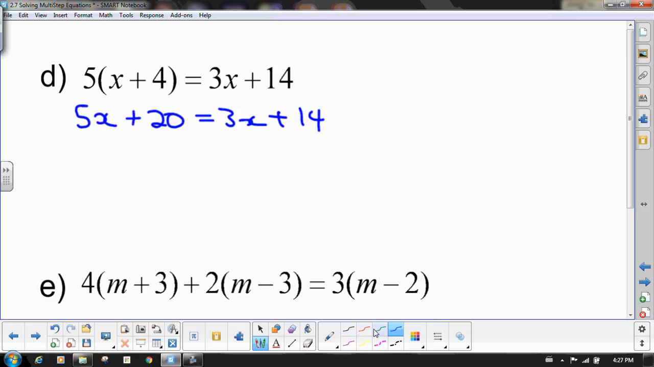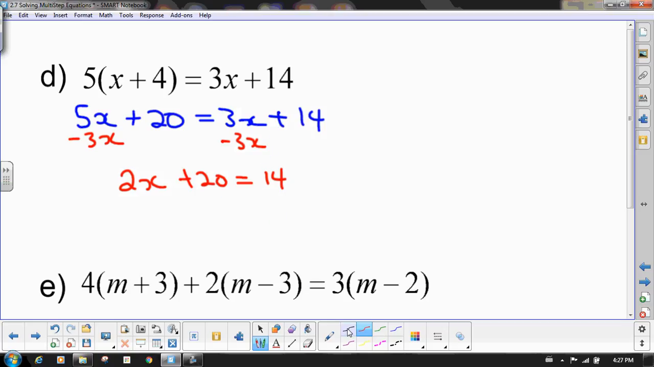Now I want to get the x's on the same side. So I'm going to subtract 3x because this is a positive 3x and the opposite is a subtraction. I'm writing it under the 5 because of the like terms. 5 minus 3 gives me 2x plus 20 equals 14. Because 3x, take away 3x, I've accomplished what I needed to do. I don't want a variable on that side.